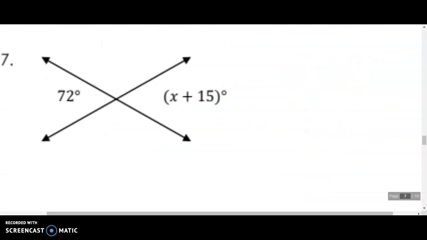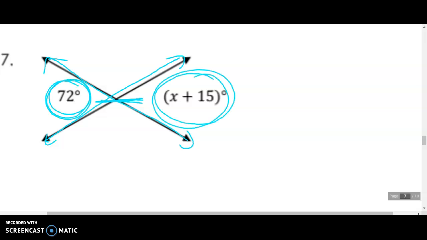Here we have two lines that cross, and these two angles are opposite each other, so they are vertical, which means they are congruent. That means that this angle is the same as this angle. So I'm going to set them equal to each other. 72 equals x plus 15.